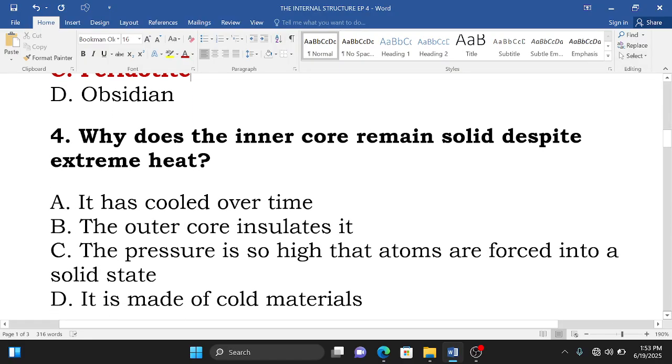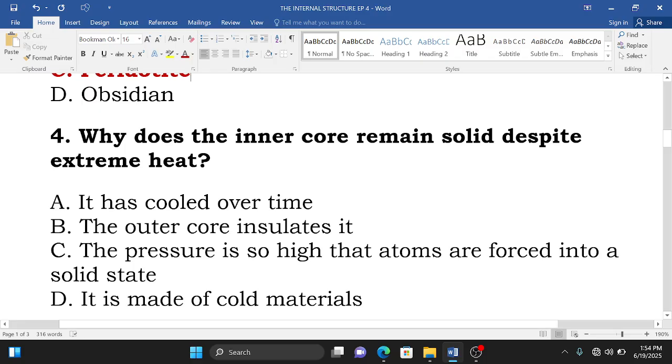We go to question number 4. Why does the inner core remain solid despite extreme heat? This question is asking us to give the reason why. We are going to see the different options given and which one indicates the reason why the inner core rocks always remain solid, yet there is very high temperature.